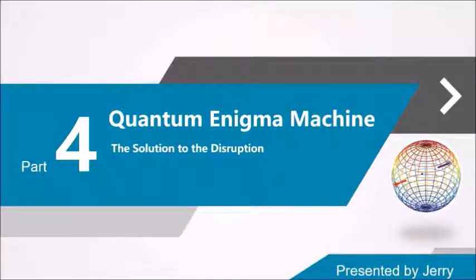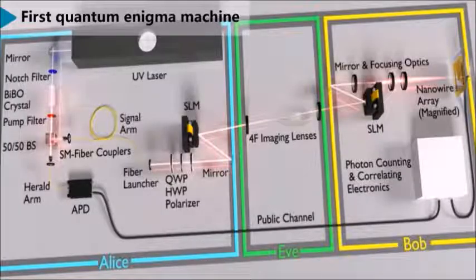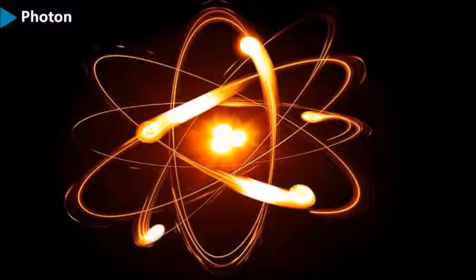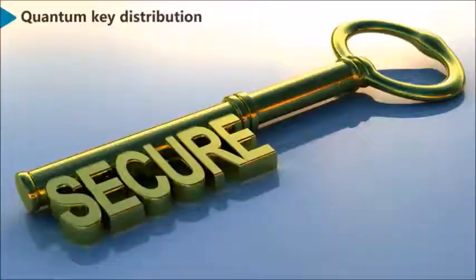Hello everyone, this is Jerry, and I'm going to present the last part, Quantum Enigma Machine, which might be the solution to the disruption. First, let's have a look at what the first quantum Enigma machine looks like. As we can see, the secret key and message will be sent from Alice to Bob. Meanwhile, there may exist Eve, who intercepts information between Alice and Bob. The technology in the quantum Enigma machine is to hide information in photons, the particles of light.